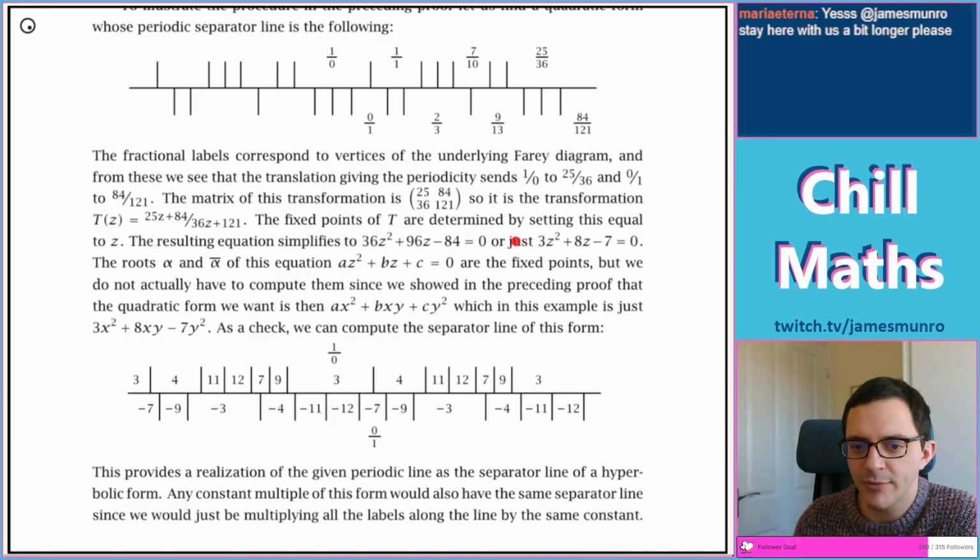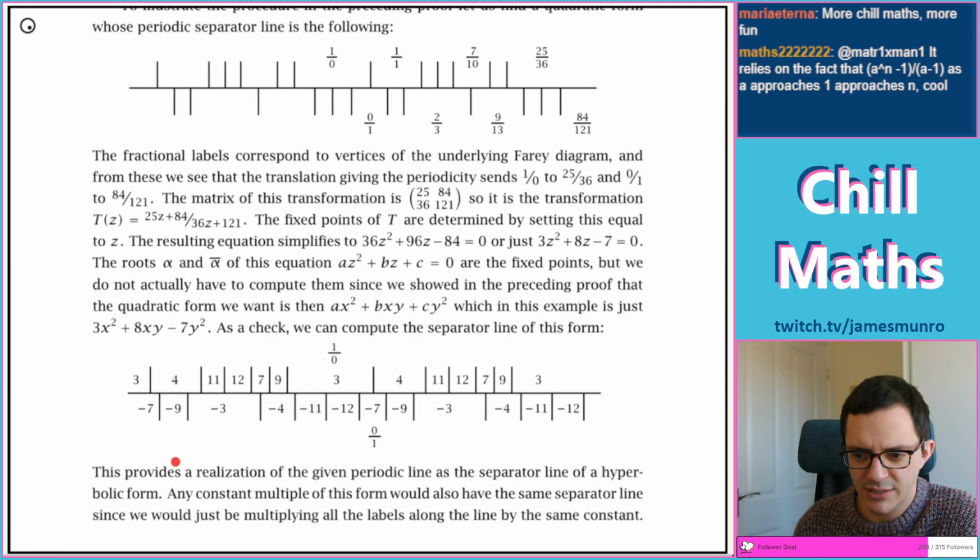So it's this transformation, fixed points of T established by. You get a quadratic out of that because the numerator is linear. You're going to set it equal to z, which is then going to give you T of z equal to z, which is going to give you a quadratic. The roots are the fixed points, and we do not actually have to compute them. In this example, we just want this quadratic form. Seems fine. Compute as a check the separated line of this form. Hello, here it is. A realization of the given periodic line of the separator.